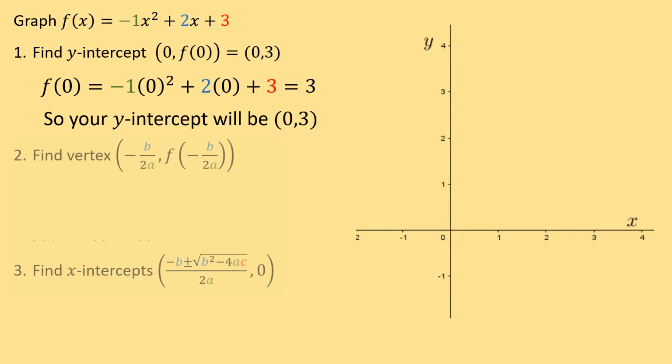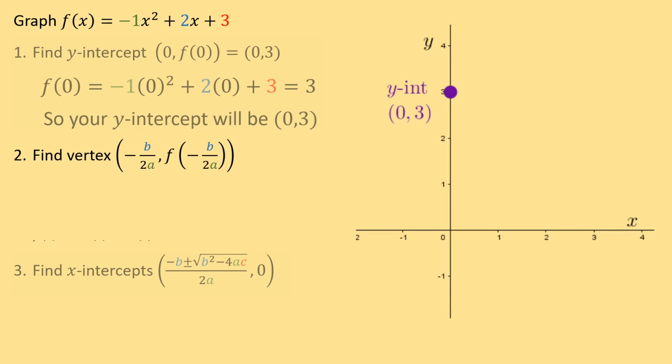One note you can make here is that if your quadratic is in standard form, your y-intercept is going to be 0, comma your c value, whatever your constant is. That is because every other term is multiplied by x, so when we plug 0 in for x, those become 0. And so let's plot the point 0, 3 on our graph.